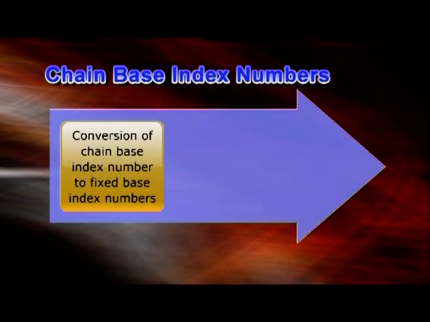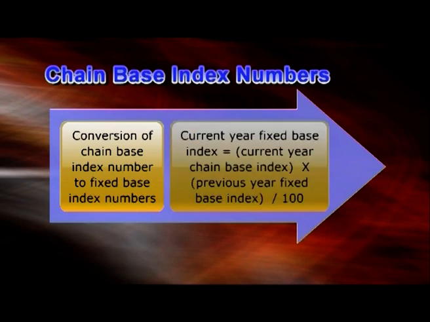Conversion of chain-based index numbers to fixed base index numbers. Fixed base index numbers can be obtained from the chain-based index numbers by using the following formula. Current year fixed base index is equal to current year chain base index multiplied by previous year fixed base index divided by 100.